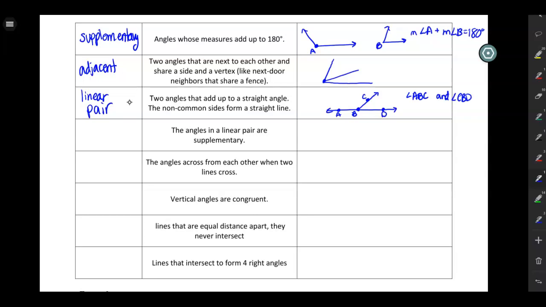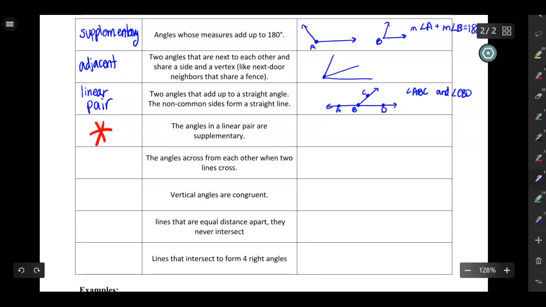And this next box is actually just a theorem. So this is kind of an important thing to know, so I'm just going to put a star in it. The angles in a linear pair are supplementary. So if two angles form a straight line, when you add them up, they're going to add up to 180 degrees. So all angles that are linear pairs are supplementary, but not all supplementary angles are linear pairs.